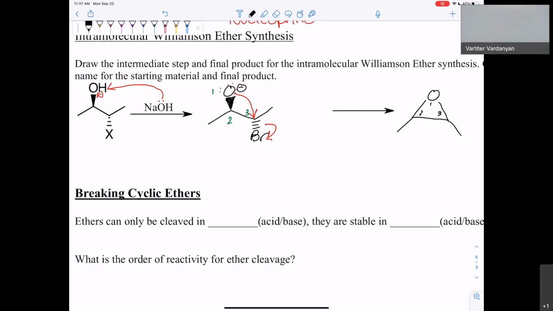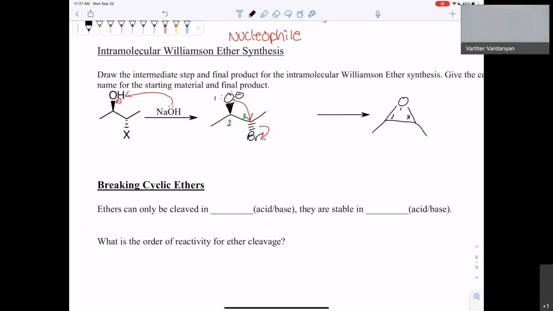Okay. So there is a reason I drew out the stereochemistry. Why would I draw out the stereochemistry? Yes, we have a cyclic ether. Yeah, because it's going to be an SN2 reaction, right? So this guy has to come in from the opposite side of the halogen, and the halogen is off.